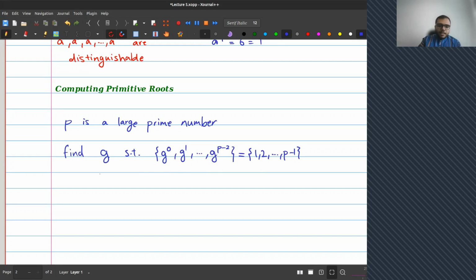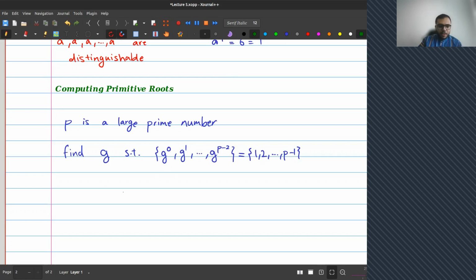So this is generally our problem, and it's, again, not an easy problem. As far as I know, there is no general algorithm that would do this. But again, there are a lot of libraries that would easily give you large prime numbers and generators, or primitive roots G.